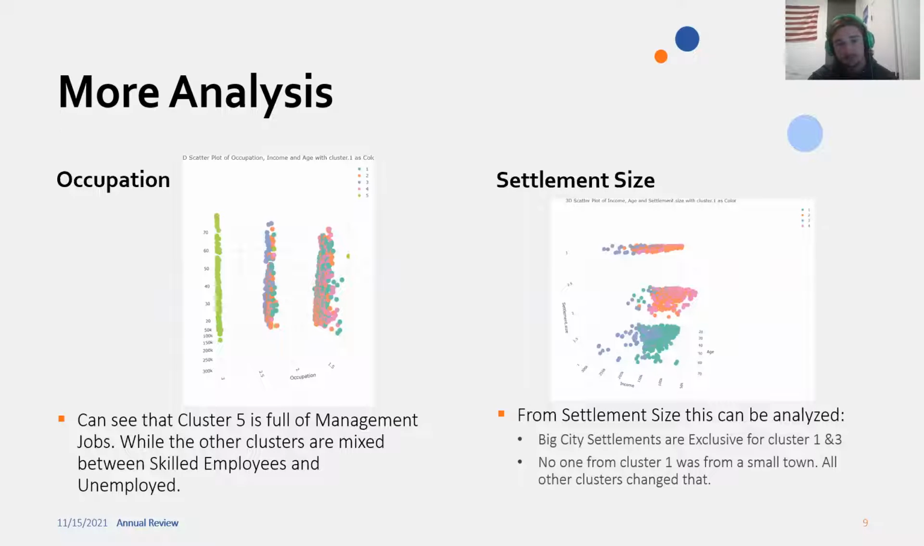So some more analysis I did was occupation and settlement size. And we can see that cluster 5 is full of management jobs here, because occupation 3 was management jobs, while the other 2 were skilled employees and unemployed customers. So by looking at this, you can see that definitely segment 5 is associated with management jobs, while the others are not. For settlement size, you can look at and see that big city settlements are exclusive for clusters 1 and 3, because no one from cluster 1 was from a small town, and all other clusters were changed from that.